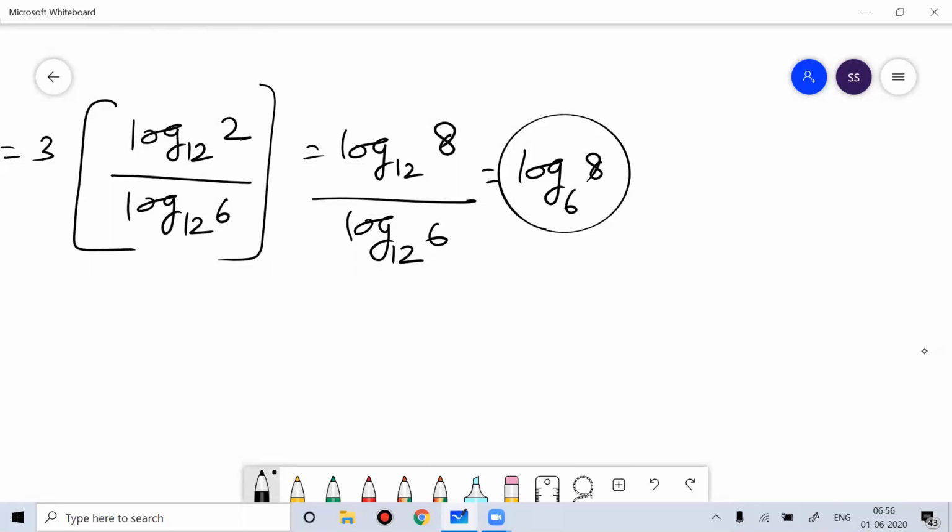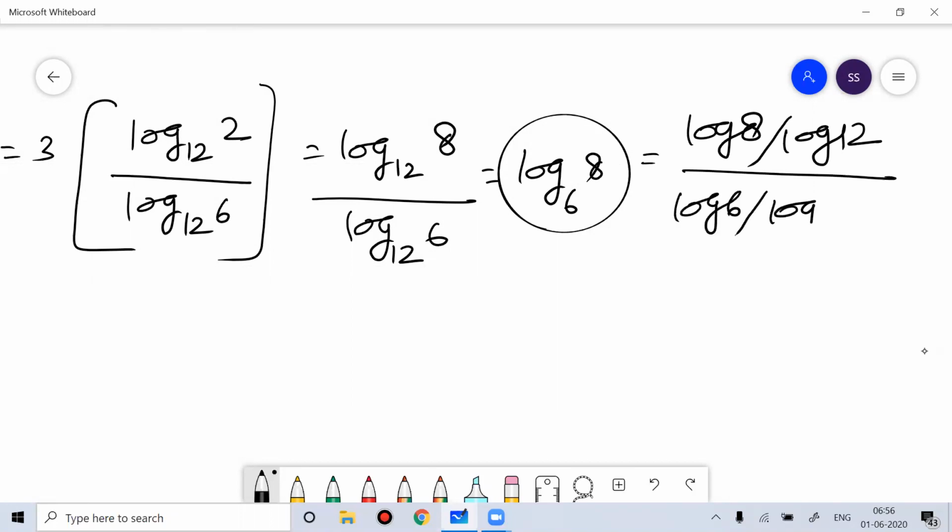Correct. I hope you understand. This is nothing but log 8 by log 12, and this is log 6 by log 12, so log 12 will cancel. Once you are thorough with the concept of properties and all, these kinds of questions will not take much of your time.